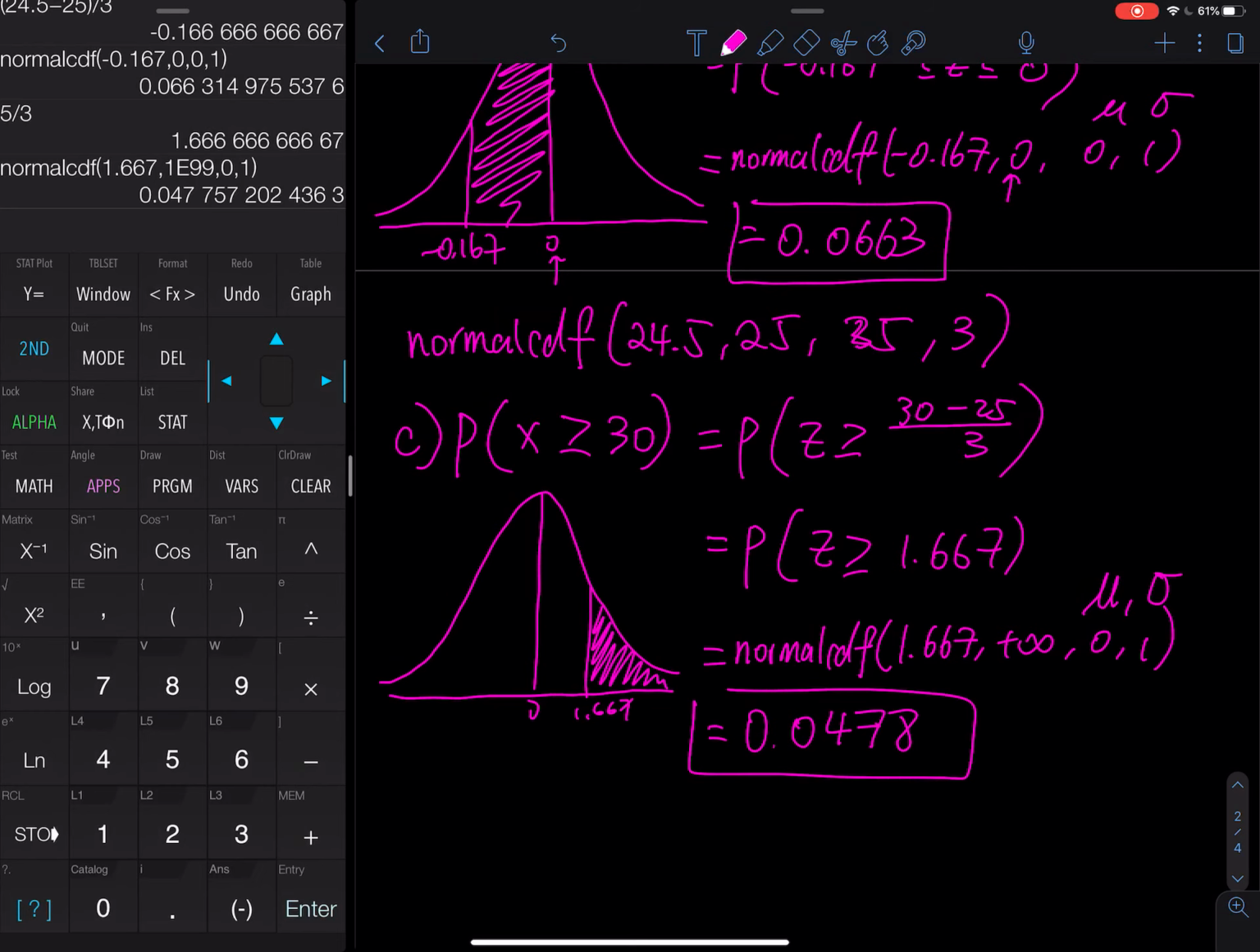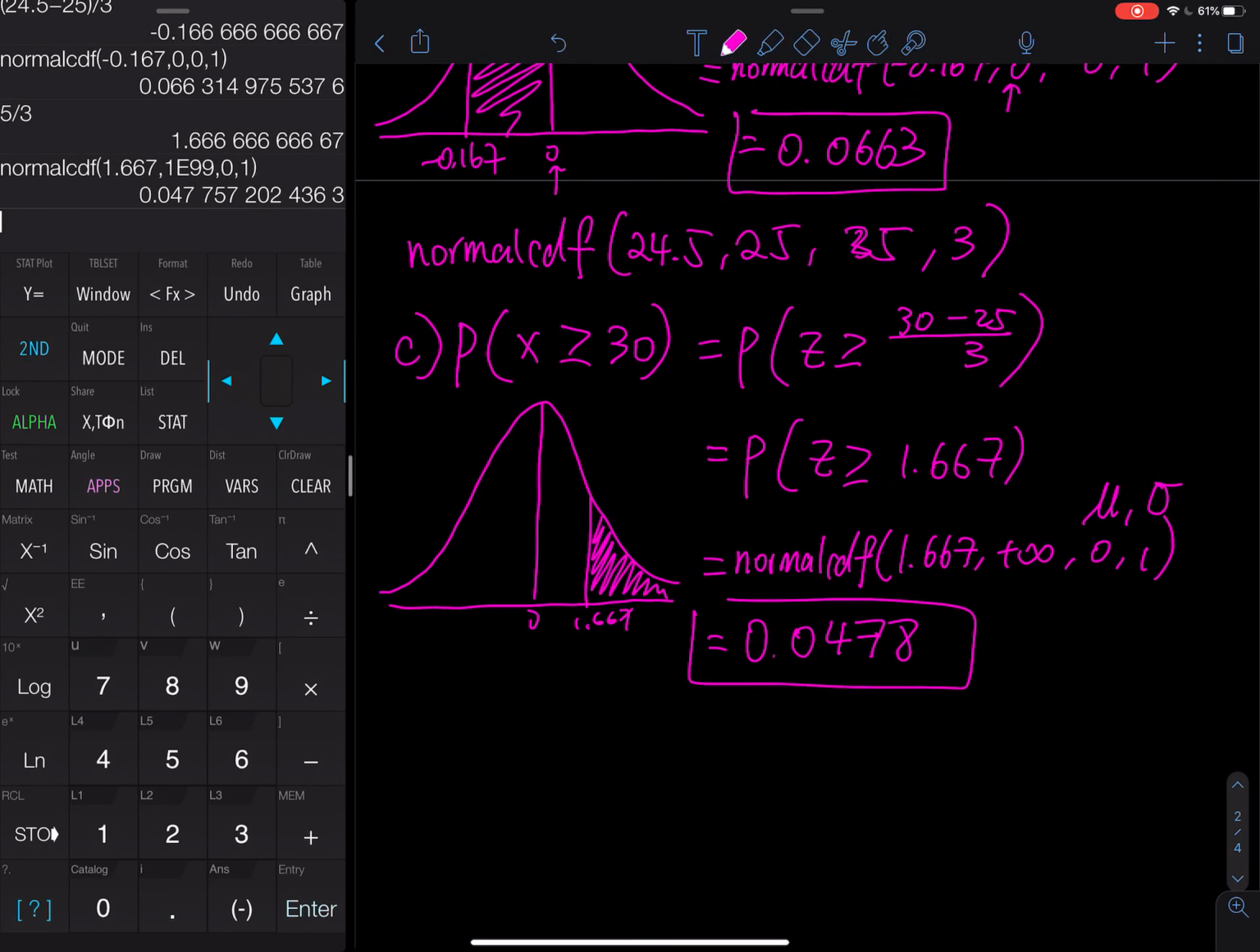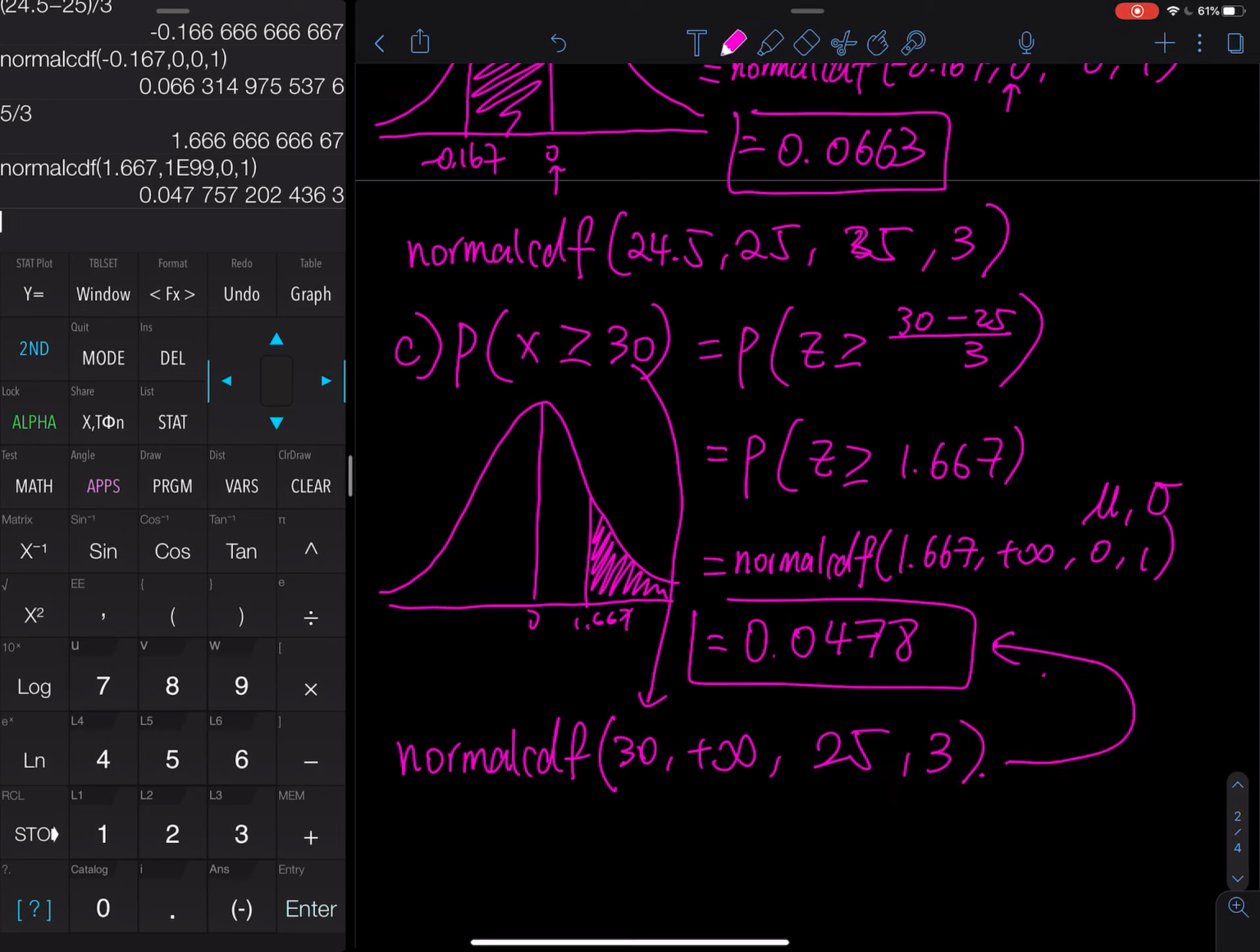All right, what about the one-step command? The one-step command, we go straight from the 30. So that is normal CDF from 30 all the way to positive infinity. The mean is 25. The standard deviation is 3. So this is the one-step command to get to the final answer. All right, we have 3 more parts.